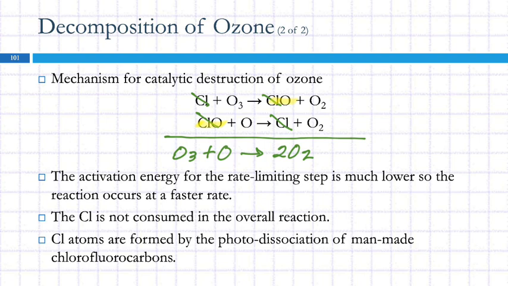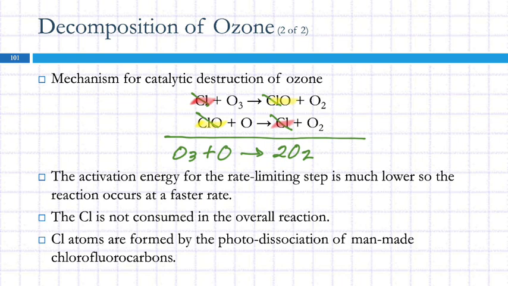This is an intermediate. It was formed and destroyed. This is the catalyst. It was used and replenished. It became part of something and then got released, and at the end it's the same. So it doesn't get used up. It doesn't show up in the overall reaction as a reactant. For this mechanism, the activation energy for the rate-limiting step is a lot lower, and so the reaction occurs faster.